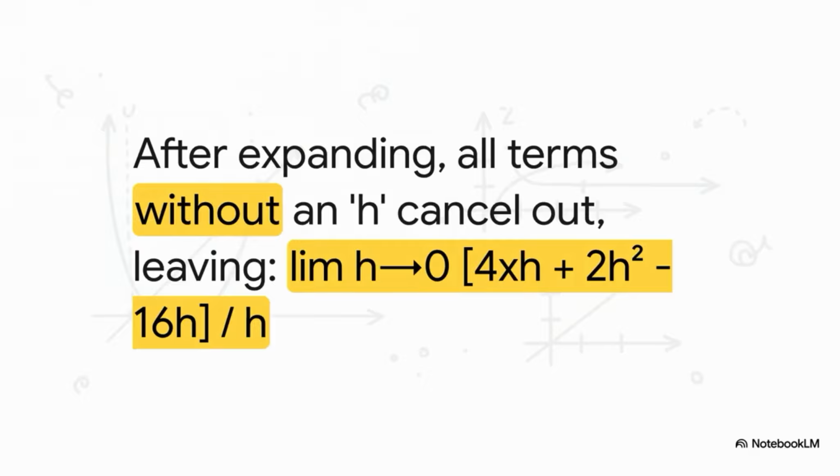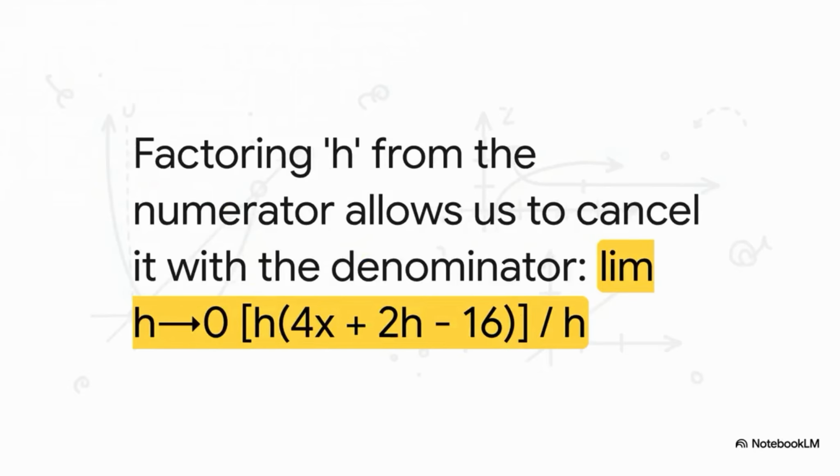Okay, now for the cool part. After we expand all those terms up top and start simplifying, watch what happens. Every single term that doesn't have an h in it just vanishes. They all cancel out. And that's not a coincidence. This thing is built to work this way every single time, leaving us with only the terms that have an h. And this, right here, is the key that unlocks the whole puzzle.